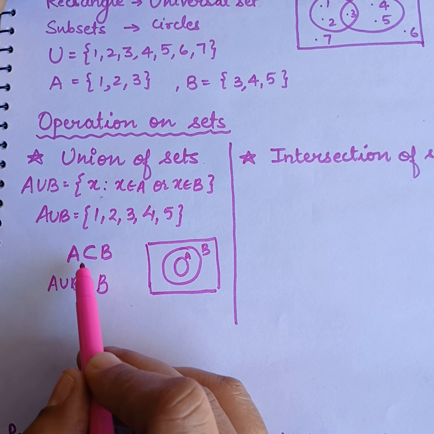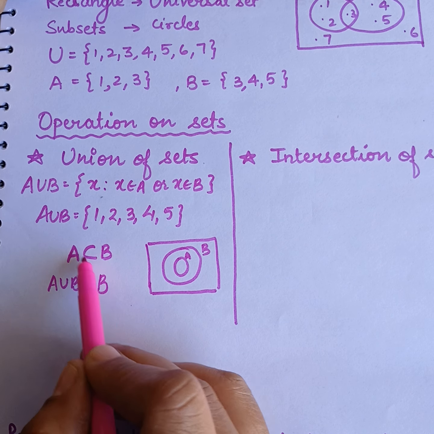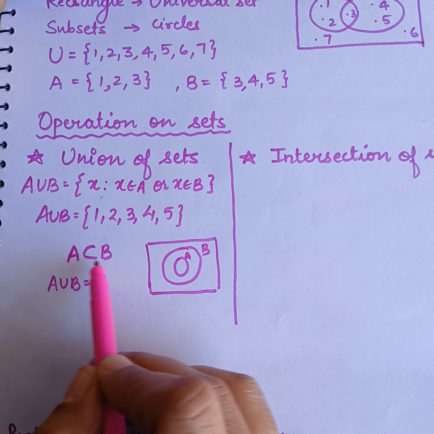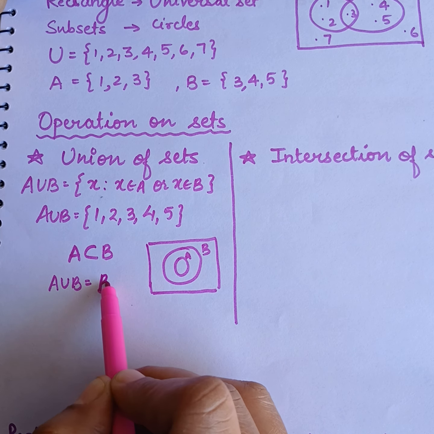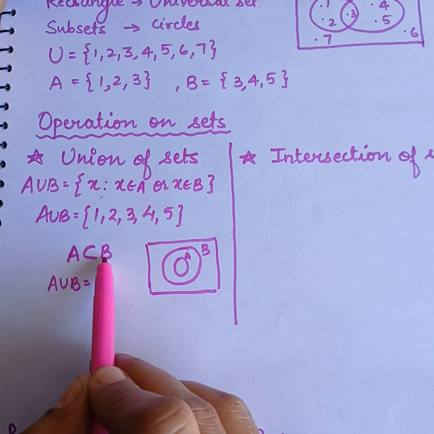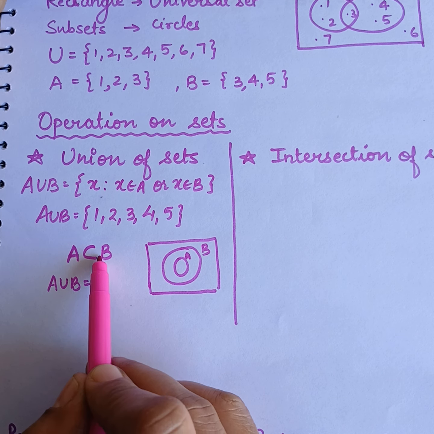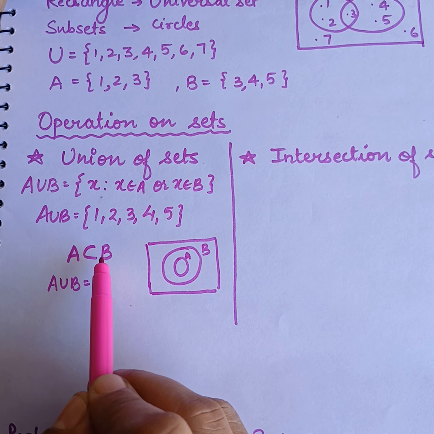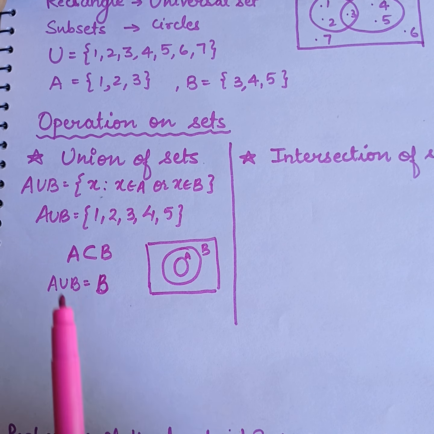So if A is contained in B, then the union is the bigger set. Whichever is the bigger set out of these two, that set will be the union. But for that the condition is that the smaller set should be contained in the bigger set. It means all the elements of set A should be there in set B.